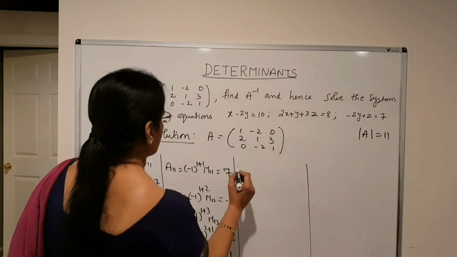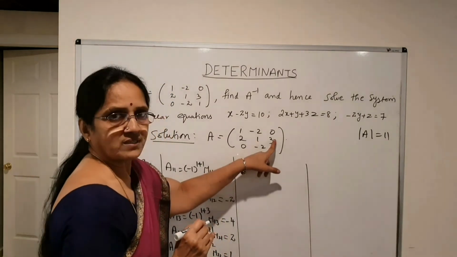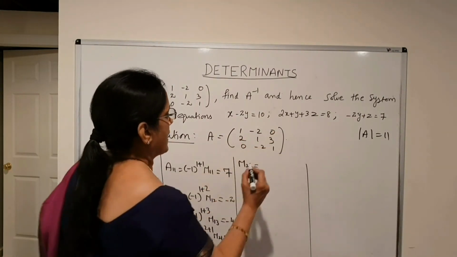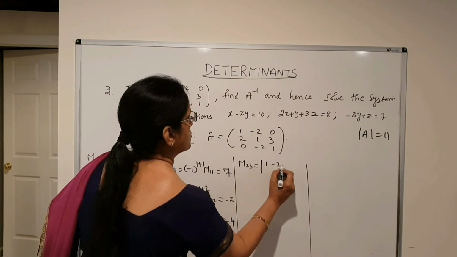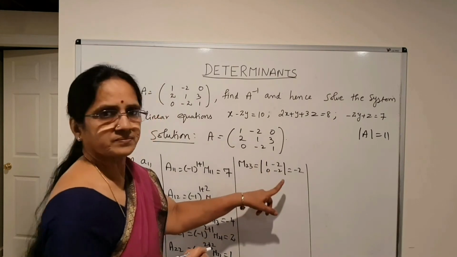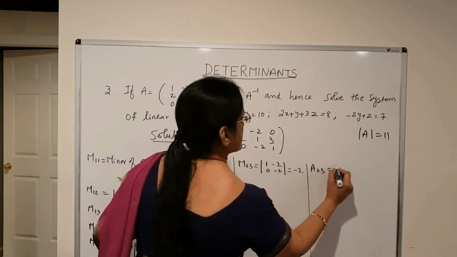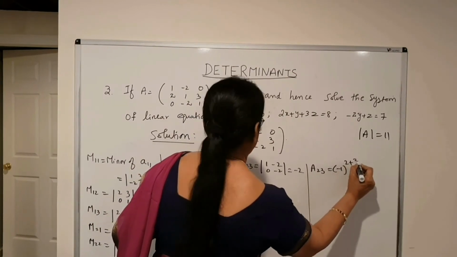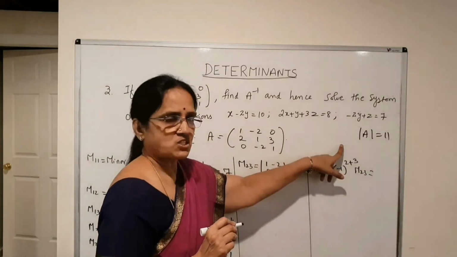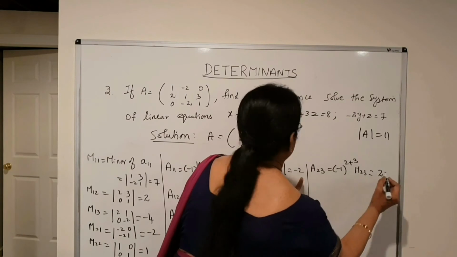Coming to M23, the minor of the element A23. So leaving the second row and the third column, I am left with 1, minus 2, 0, minus 2, which is going to be minus 2. Now the corresponding cofactor will be A23, which is minus 1 to the power 2 plus 3 into M23. Minus 1 to the power 5 is minus 1. Minus 1 into minus 2, which is plus 2. Just 2.